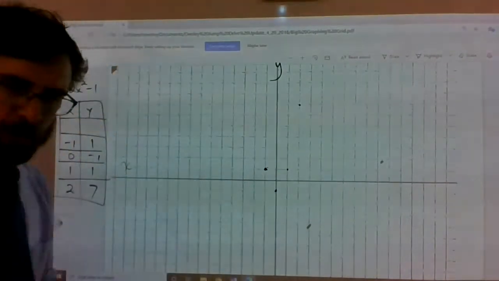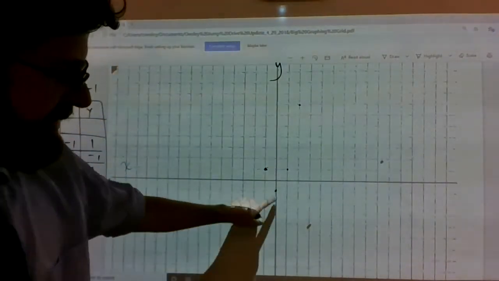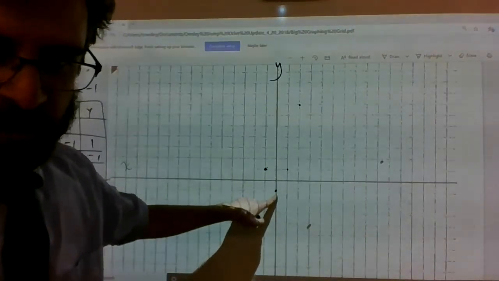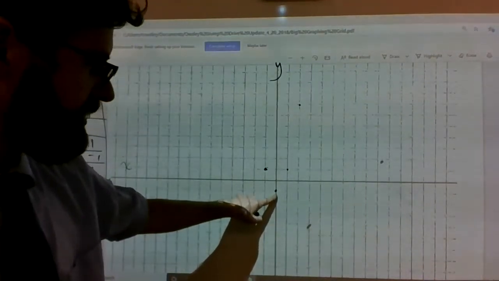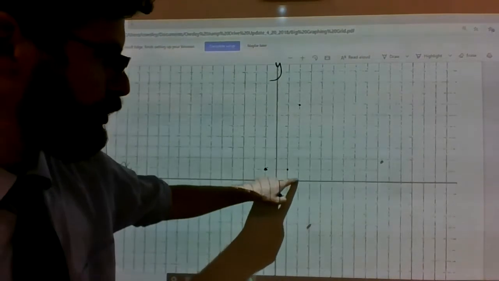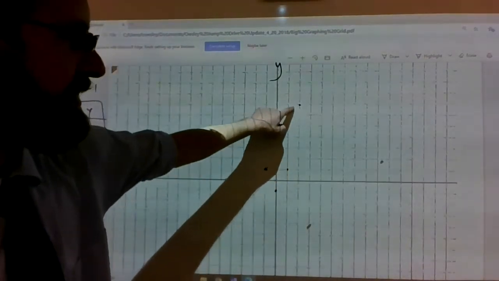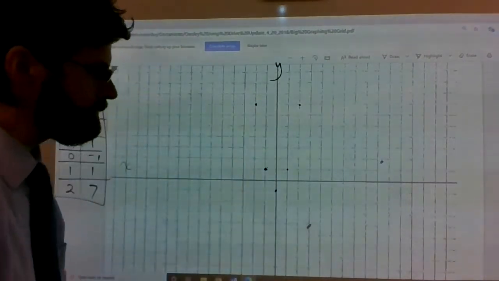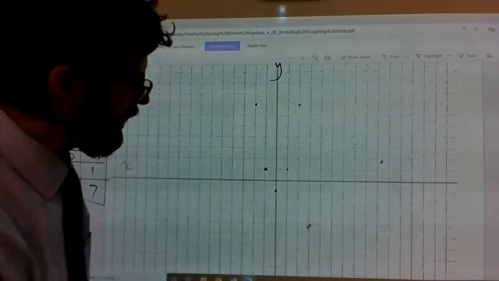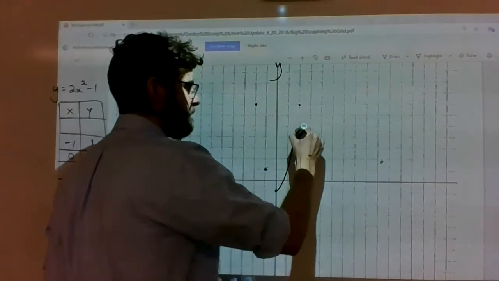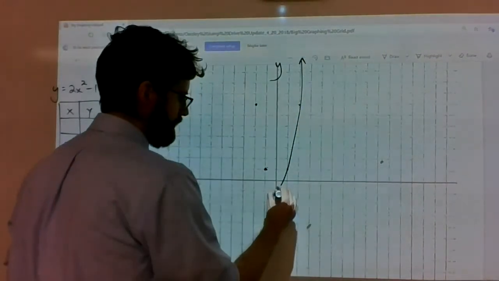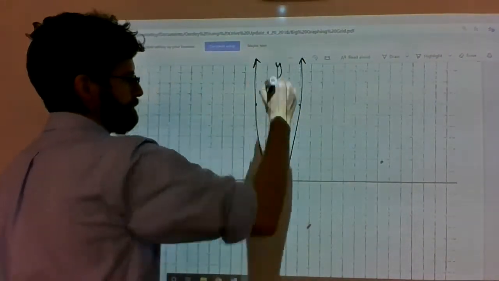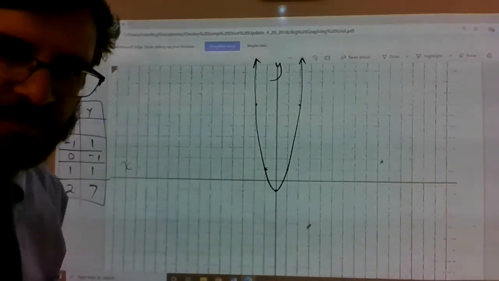So that symmetry I was talking about: our vertex is right here for this particular equation, which means any point I plot 2 away in this direction is going to be the same if I go 2 away in that direction. And you've got your graph. So that's what number 7 looks like.